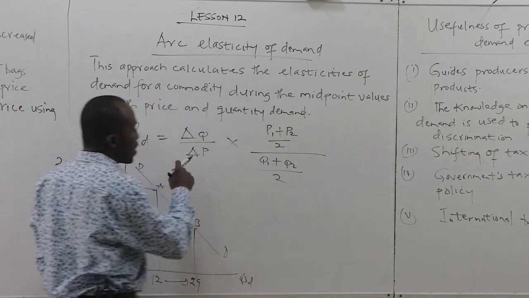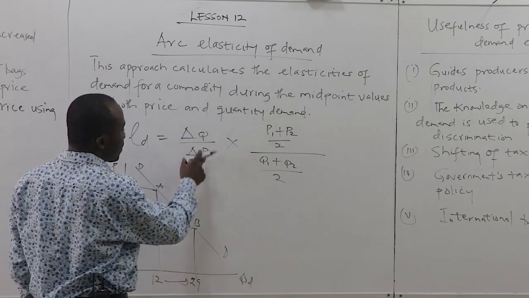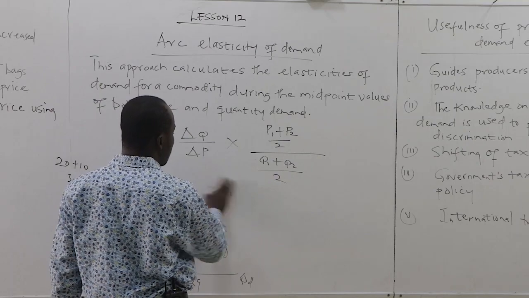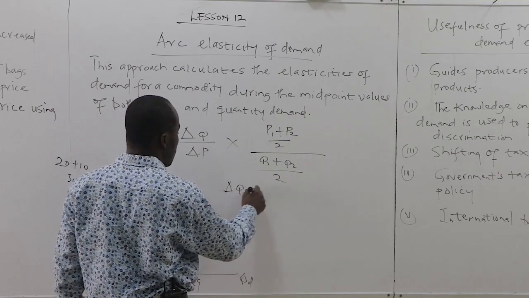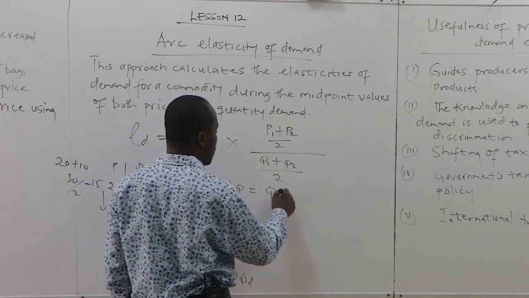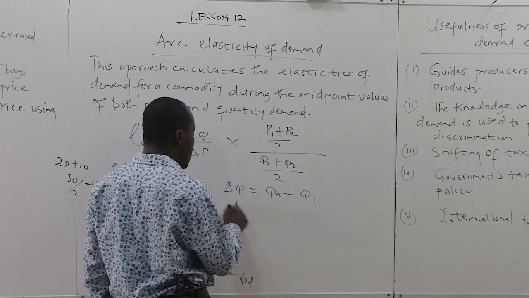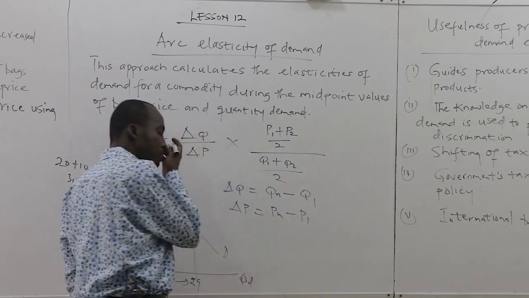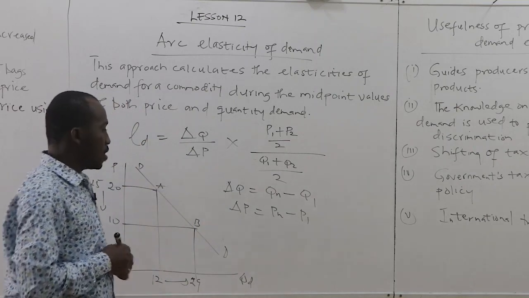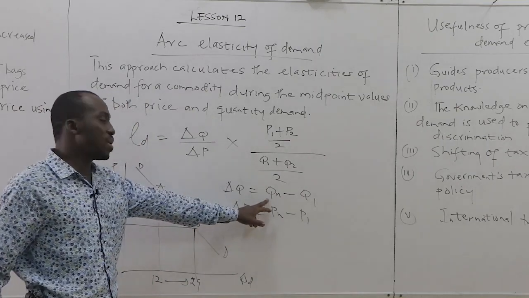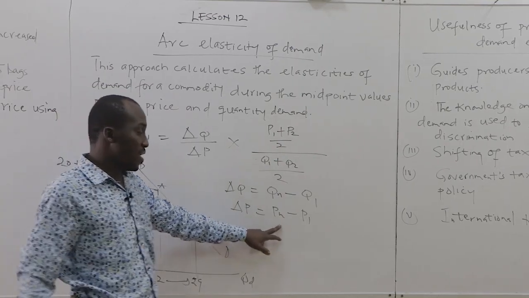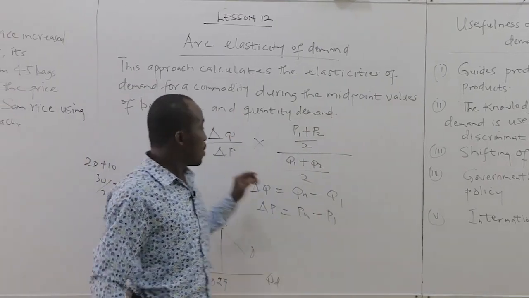So you see that here it is going to be a change in quantity over change in price. What's the change in quantity here? The change in quantity, as you know already, is going to be the new quantity minus the initial quantity. The change in price is going to be the new price minus the initial price.